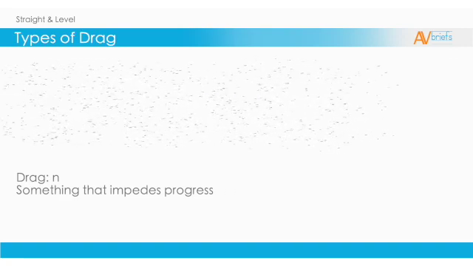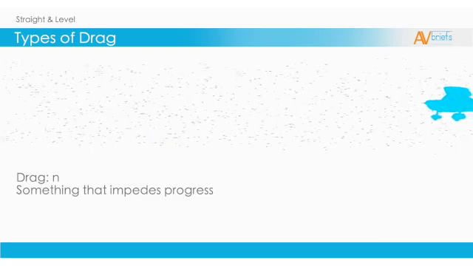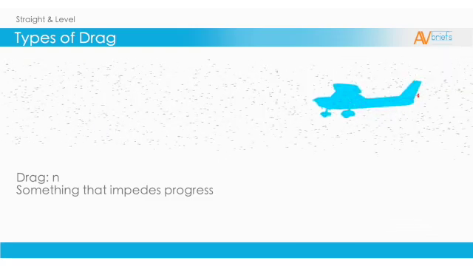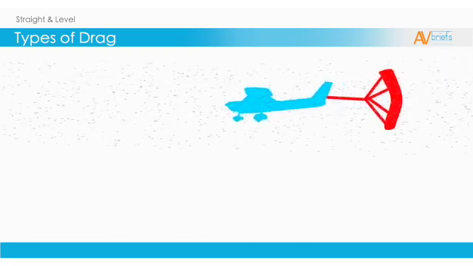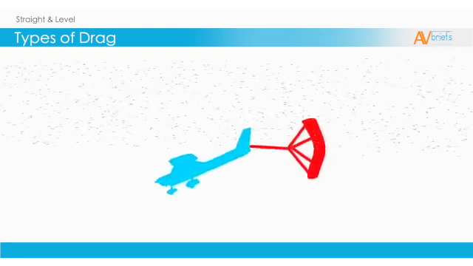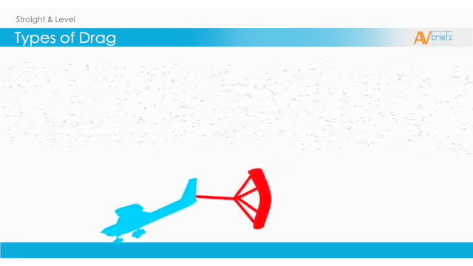Let's look at drag, as it is one of the four forces that act on an airplane. Drag is defined as something which impedes progress. And that's exactly what it does in flight. Drag at the top end of the spectrum would be letting a parachute out behind your airplane. Although there are some airplanes that used to use this system to slow down after landing, it is quite evident that this would not help you fly.